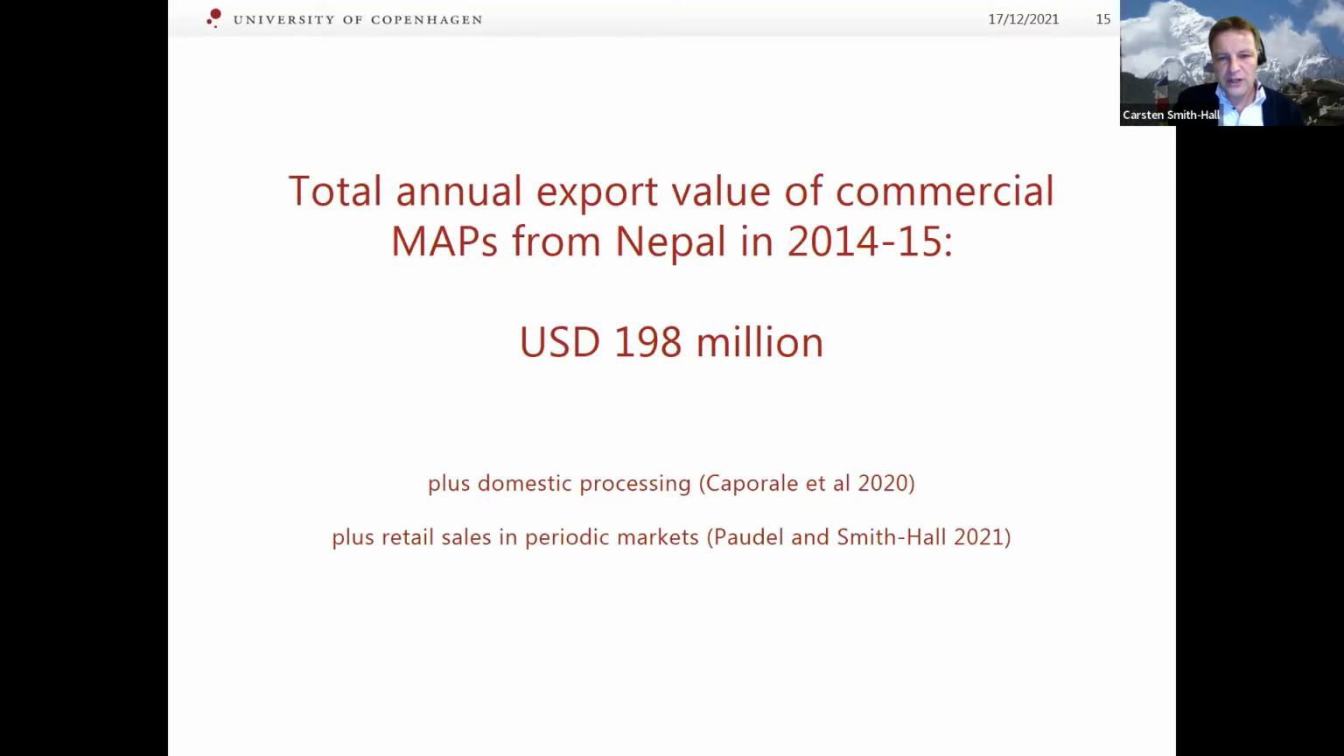So we did the first study on that, which just came out. And we found that in volume terms, it's not so significant if you compare it to the export. It's around 10% of the export. But in value terms, in this one case district that we did, the value of the small scale retail sales in the periodic markets was the same as the value of everything that went out of the district. And this means that we are talking very significant values. And if we want to understand the value of trade in medicinal plants, then we cannot just look at domestic processing. We cannot just look at the export. We need to consider also these periodic markets. They are important.